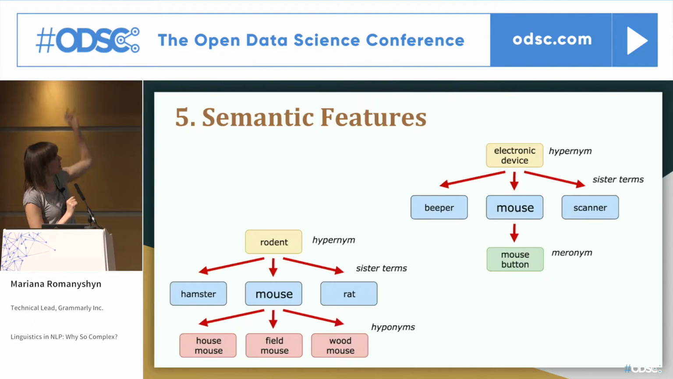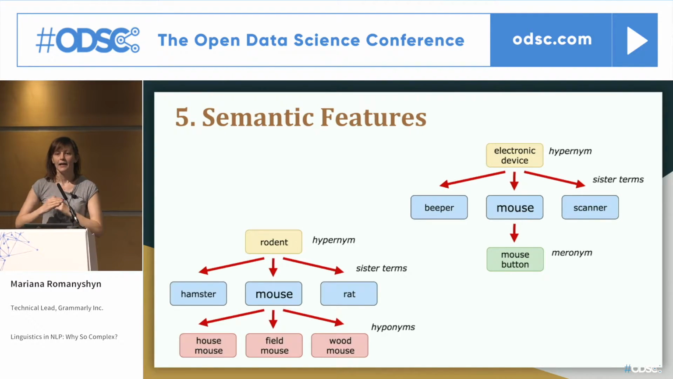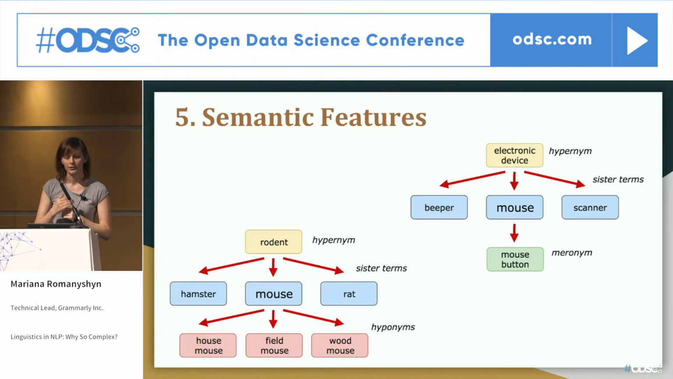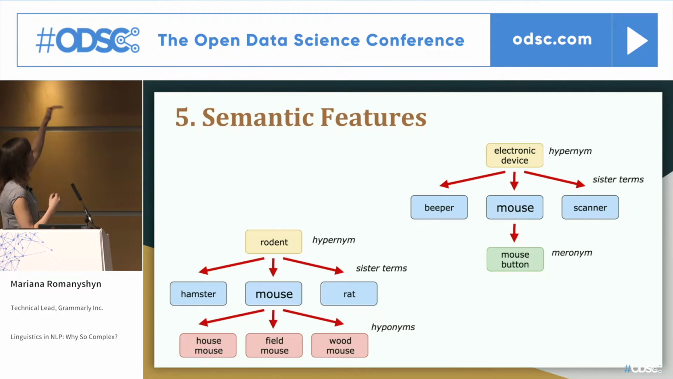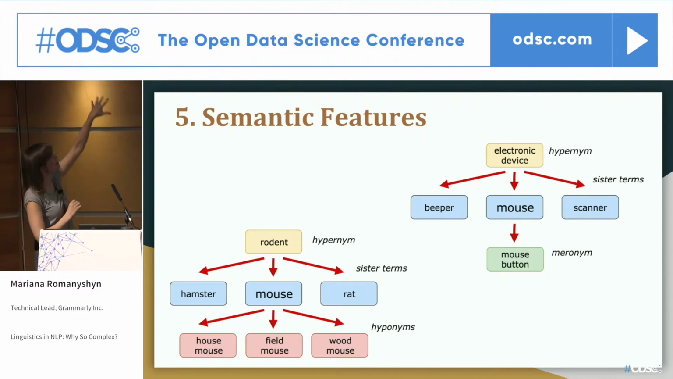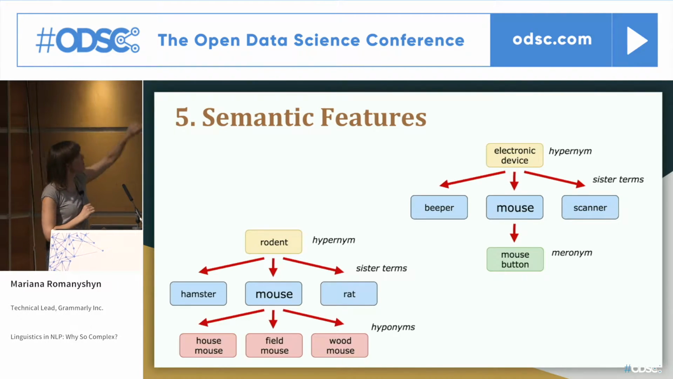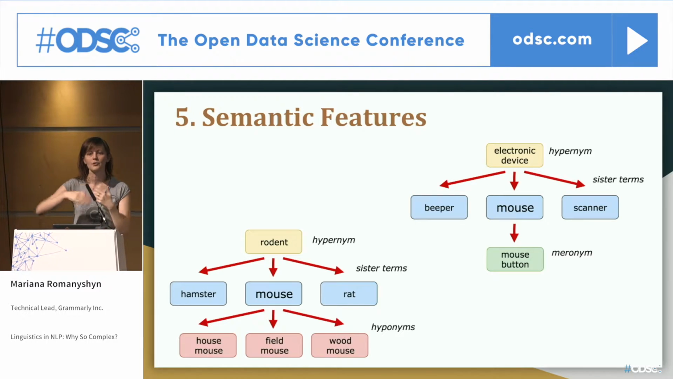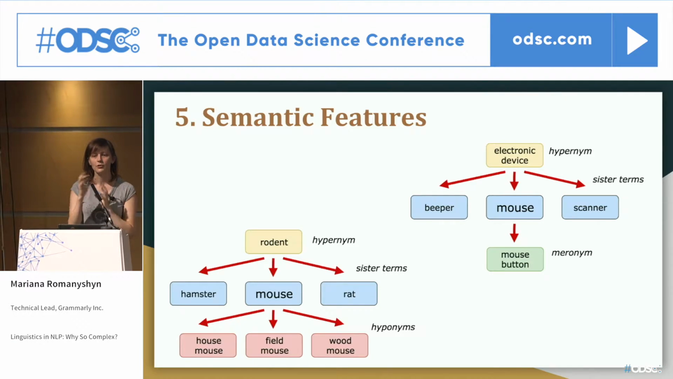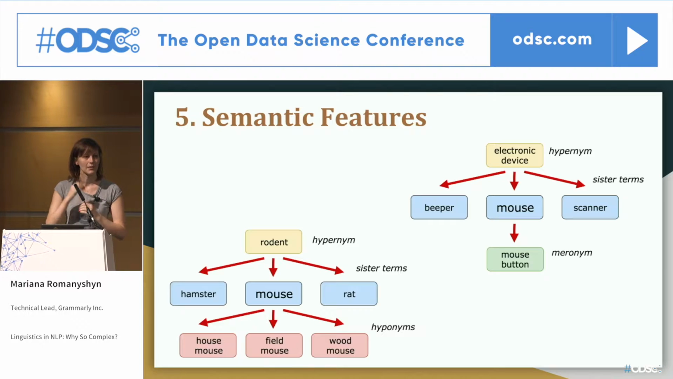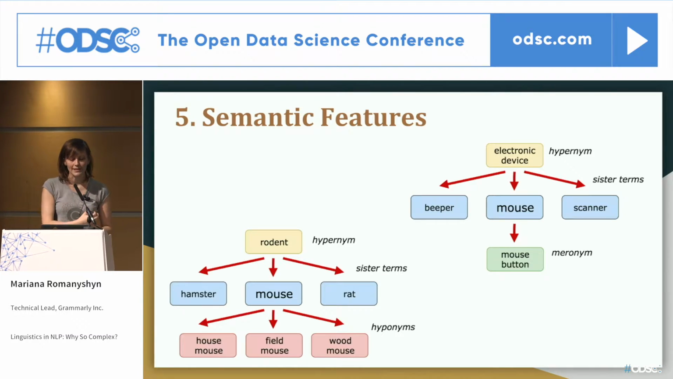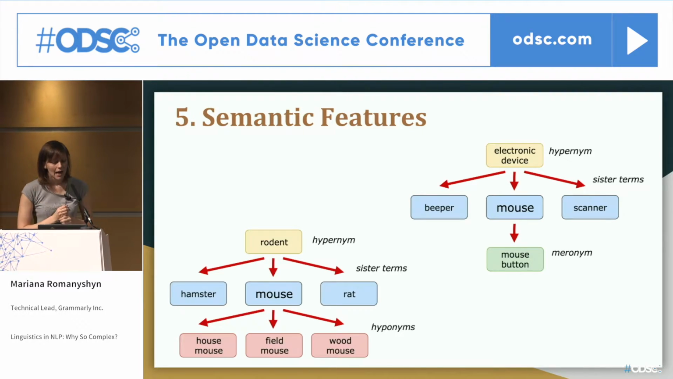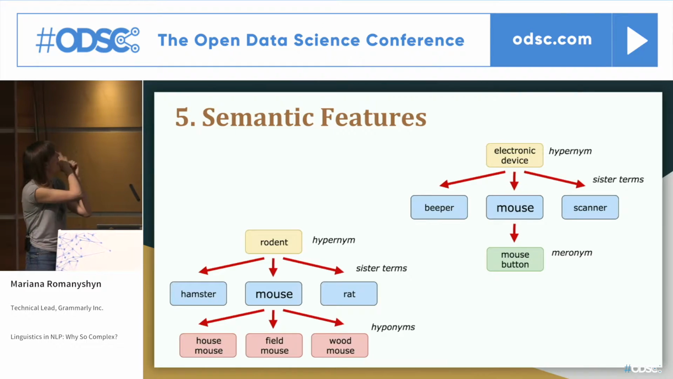The word mouse in the meaning of an animal will have a higher level relation that is called hypernym to the word rodent, right? But then it will also have hyponym, the lower level relations, this is a type of. So house mouse, field mouse, and wood mouse are all types of mouse, and mouse is a type of rodent, right? So we have all of these lexical semantic relations between different words or concepts that were written by psycholinguists in WordNet a long time ago. And mouse would also have some sister terms like hamster or rat.